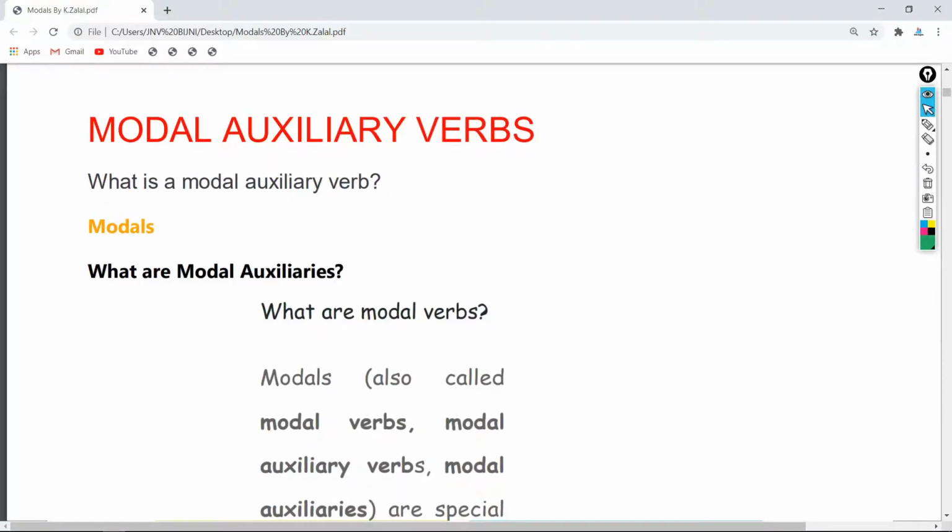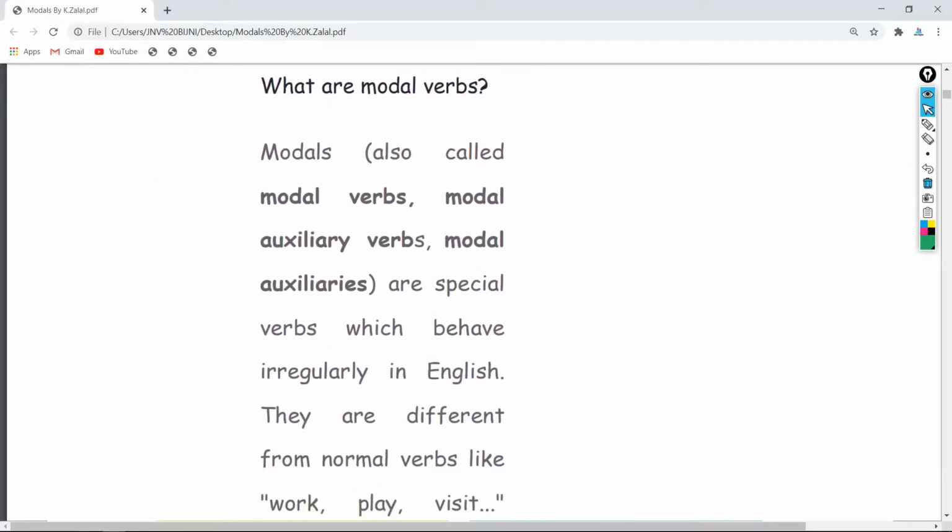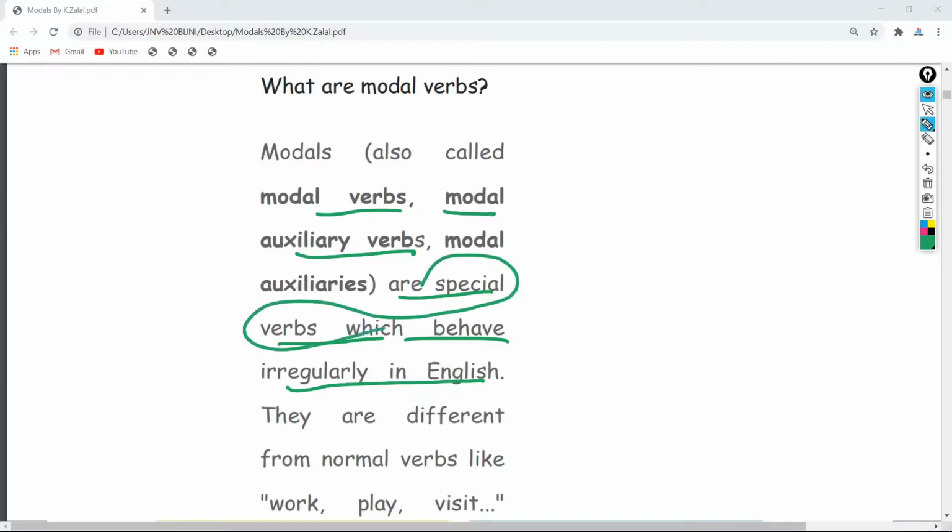So when we are asking the question, what is a modal auxiliary verb? Let us see the definition of the modal auxiliary verb. Modals, which are also called modal verbs or modal auxiliaries, are special verbs. They are special verbs which behave irregularly in English. So when you are talking about the modals, they are special verbs.